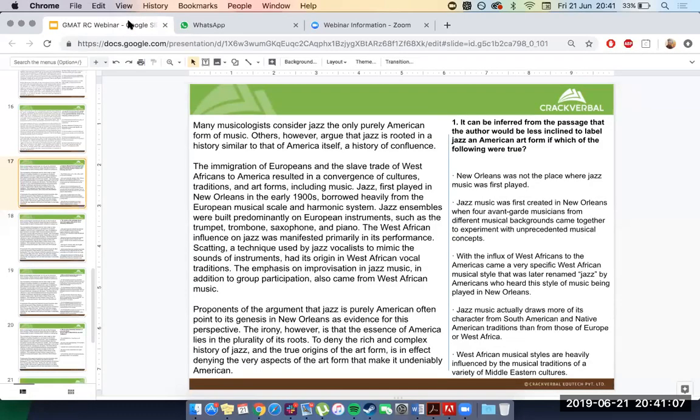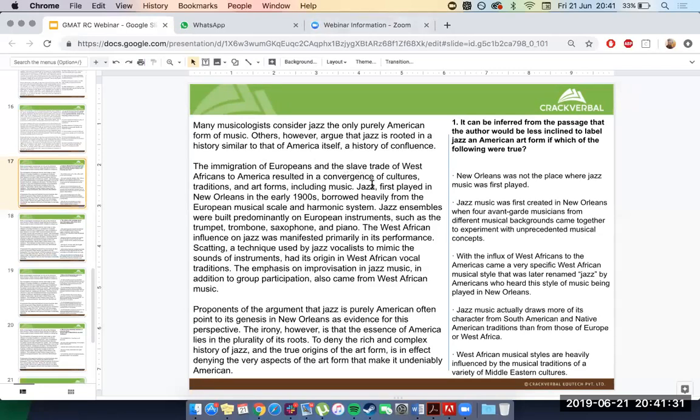Okay, so let's see what the next paragraph has to say. The immigration of Europe and the slave trade of West Africans to America resulted in a convergence of cultures, traditions, and art forms, including music. Okay, so they're telling us something about how Europe and West Africa sort of came together, right? Or they came together in the US. Okay, I'm not going to take anything down just yet.